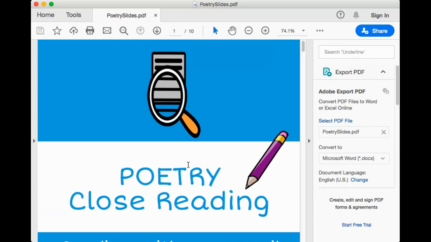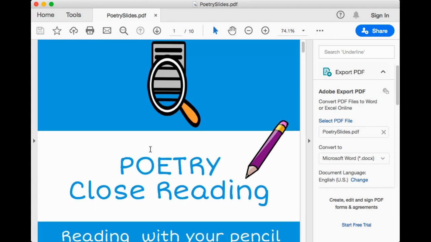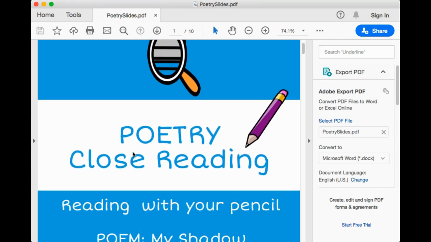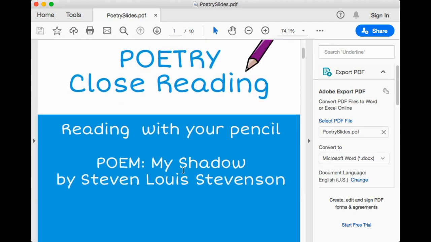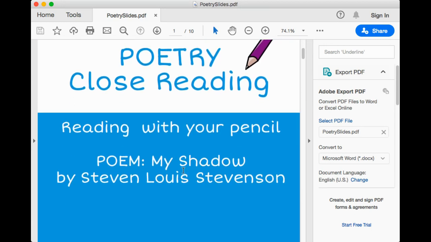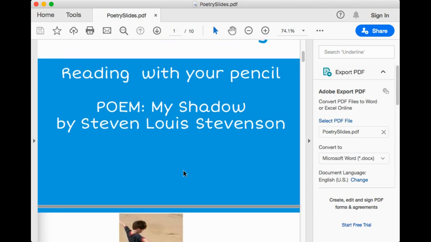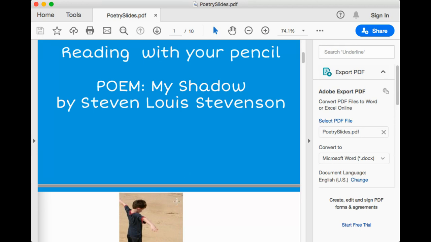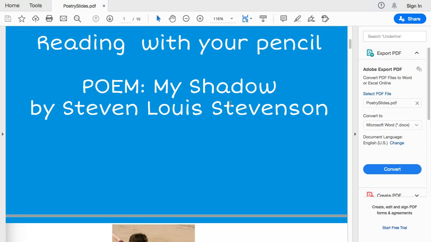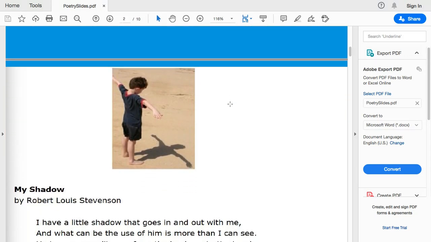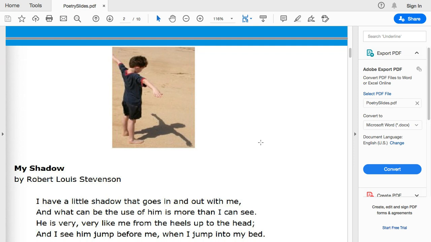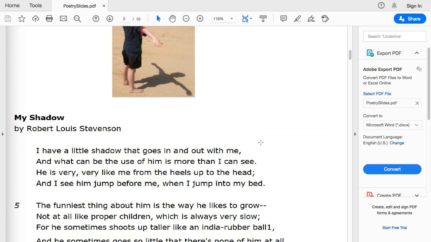We're going to be doing some more poetry, and I want to start with looking at a poetry close reading. It's called Reading with Your Pencil because you'll be annotating as you read it on your own. But first, I'm going to read My Shadow by Stevenson. Let me enlarge it a little bit so you can see it. There's an image to start it off that helps you with the title because it's a little boy who sees his shadow.